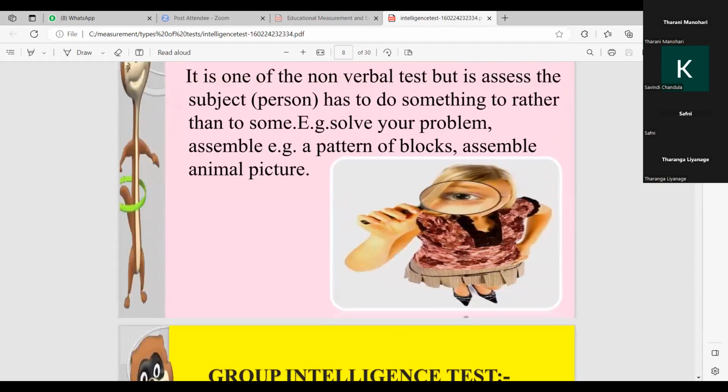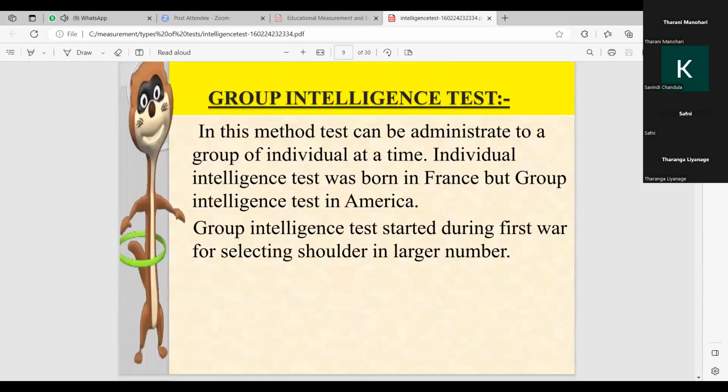Now here the example is a jigsaw puzzle. Jigsaw puzzles have pieces, and you have to put them into the correct order, making a good picture. Then there are group intelligence tests. In this method, tests can be administered to a group of individuals at the same time. The individual intelligence test was born in France, but the group intelligence test in America.